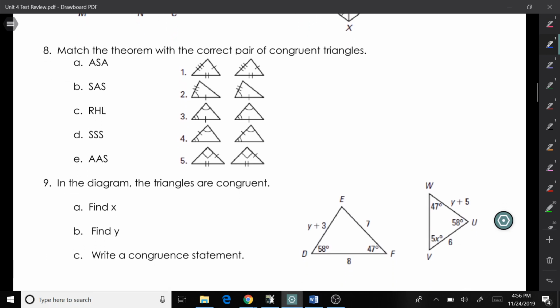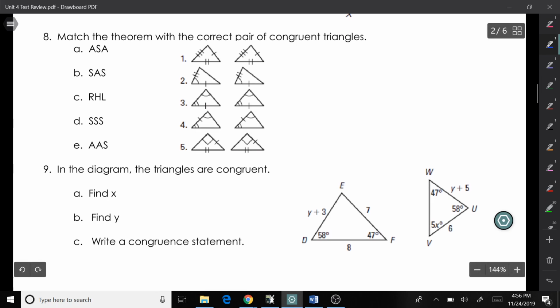All right, number 8, match the theorem with the correct pair of congruent triangles. Angle, side, angle needs to have two congruent angles and the side in between them. That's statement number 4 down here. So this one and this one. So this one is A. Then side, angle, side is going to have two congruent sides and the angle in between. Well, that is going to be number 2. Letter B.